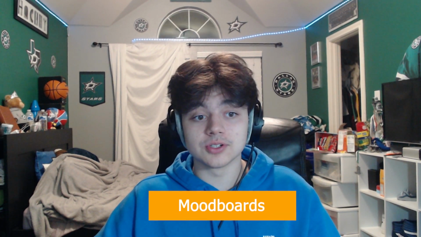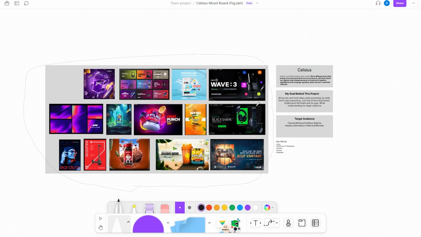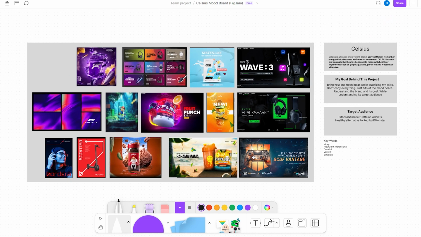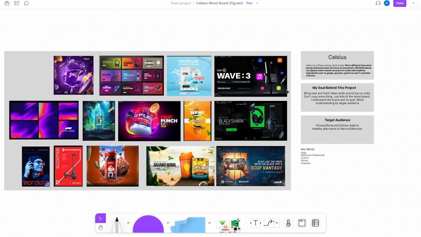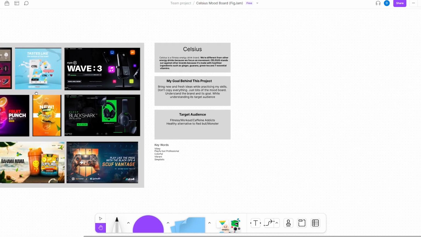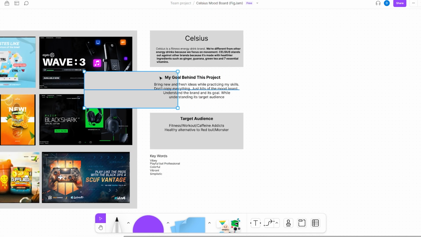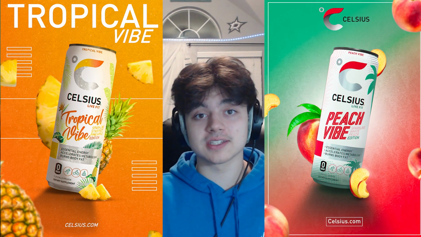But coming off at number 2 is going to be mood boarding. Now, if you don't know what mood boarding is, it's basically compiling designs, keywords, and the meaning behind the brand and anything else you want to include for your design concepts. It basically helps you make concepts for the design that you want to make. The whole point of mood boarding is so you have a creative direction on where you want to go within that design. I found mood boarding very helpful for my own designs, such as the Celsius project that I've been working on over the past week and a half.